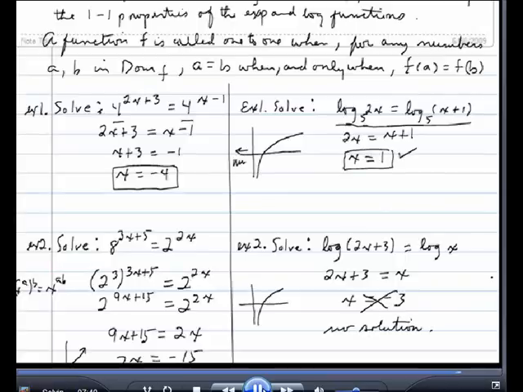So here are some examples of how you use the one-to-one property to solve exponential and logarithmic equations. But we're very limited. In both cases, we had to have either one exponential on each side, or exactly one log on each side. Otherwise, this technique could not be used. In the next video, we'll show some more general techniques.